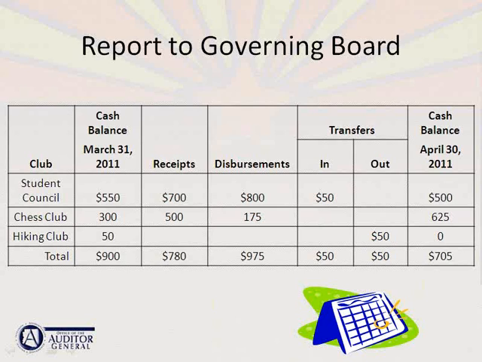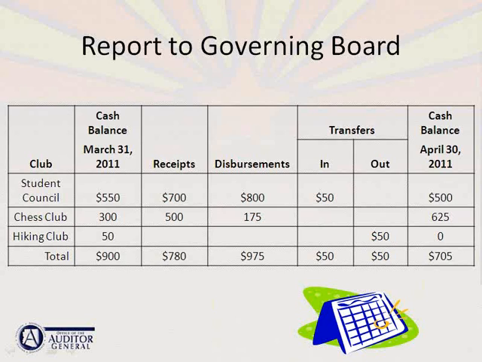For example, the chess club had a balance of $300 at the beginning of the month, and the students collected $500 during the month from the sale of tickets for their annual tournament. They spent $175 for the chess set and club shirts, leaving them with an ending balance of $625. This sample report also shows a different club situation.